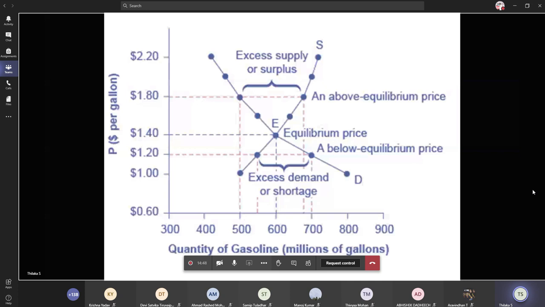And in the second case, if there is a shortage, that is, the price is below the equilibrium price, at 1.2, then demand is more than the supply. So when there is more demand, automatically the prices will be higher. So the price moves towards the equilibrium price, that is $1.4, and it reaches the equilibrium price.